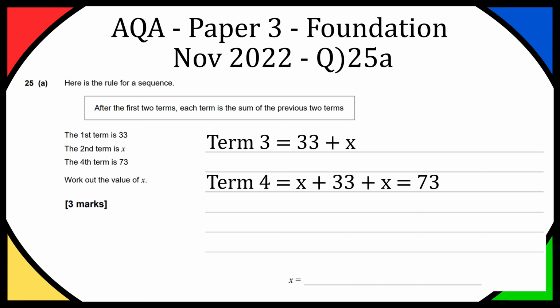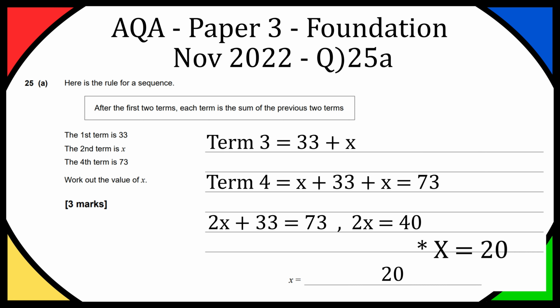So now we've got our equation of x plus 33 plus x is equal to 73. Let's simplify the left hand side. Adding the x's, we have 2x plus 33 is equal to 73. Taking 33 from both sides, we have 2x is equal to 40, and that leaves us with x equaling 20 when we divide both sides by 2.